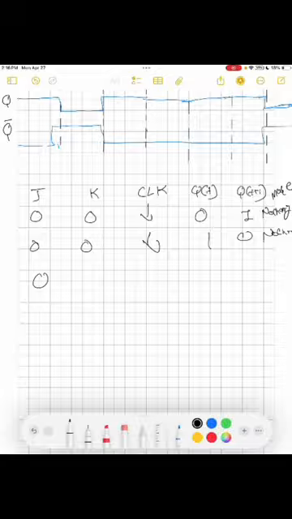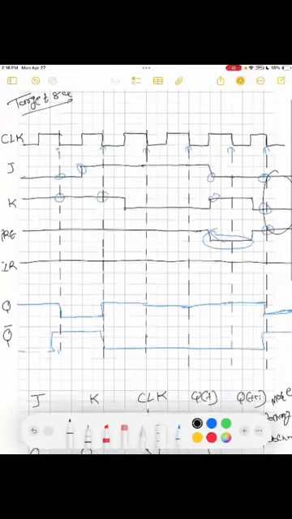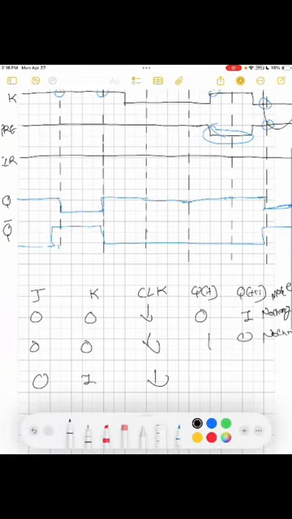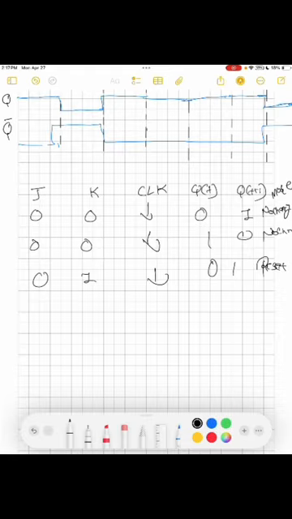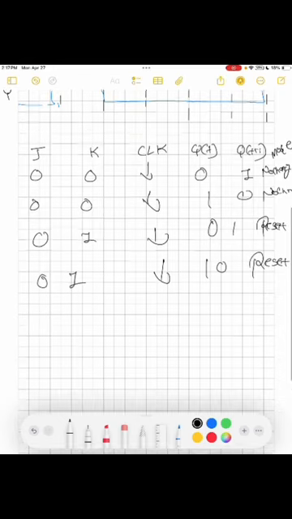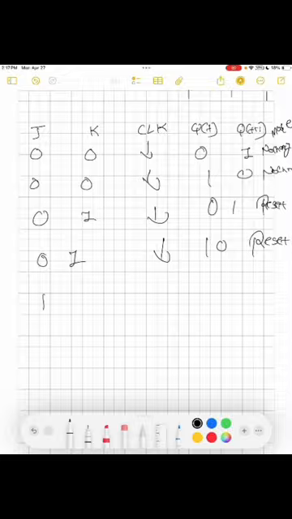When J is 0, K is 1, clock is always down, the mode is the reset mode. So here we can say reset. Once again, 0 1, reset. So when J is 1, K is 0, the mode is set, the next output becomes 1.